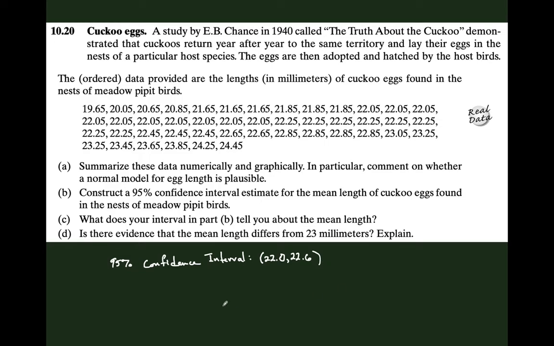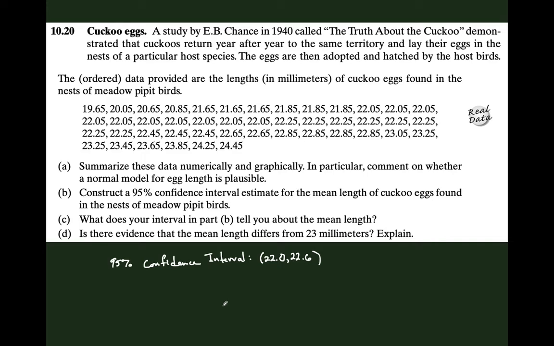So part C asks, what does our interval in part B tell us about the mean length? Well, it's an estimate of the population parameter value. When we think about the population mean, we're really thinking about all the possible lengths of cuckoo eggs, and there could be thousands, tens of thousands, a million. I have no idea how many cuckoo eggs this population may consist of. But however many there are, we assume that there's some unknown population mean length.